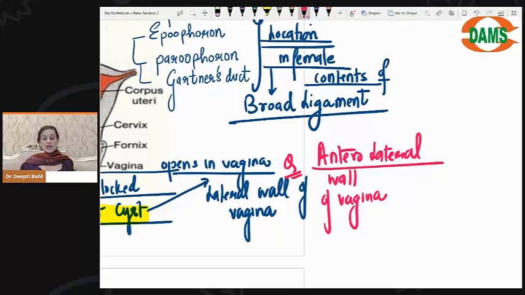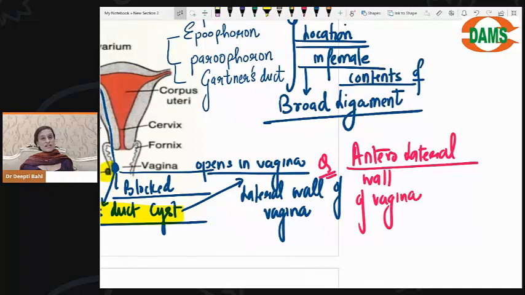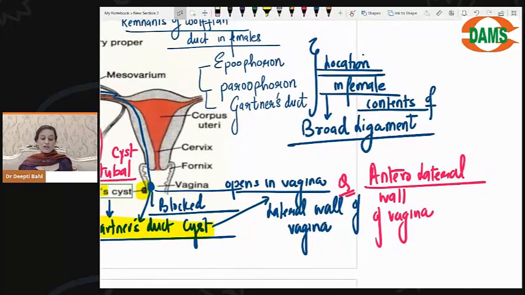So these are some of the very important things that you should know about epophoron, parophoron, and Gartner's duct. They are remnants of the Wolffian duct, and they are seen in the broad ligament. They can sometimes form paratubal cysts, and the Gartner's duct cyst in the anterolateral wall of vagina.